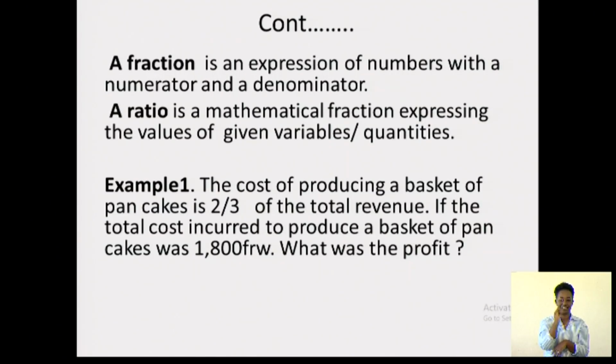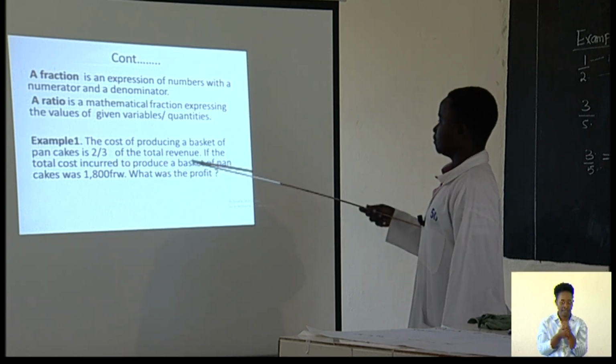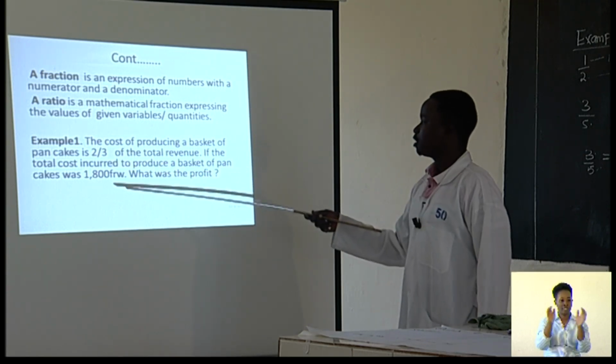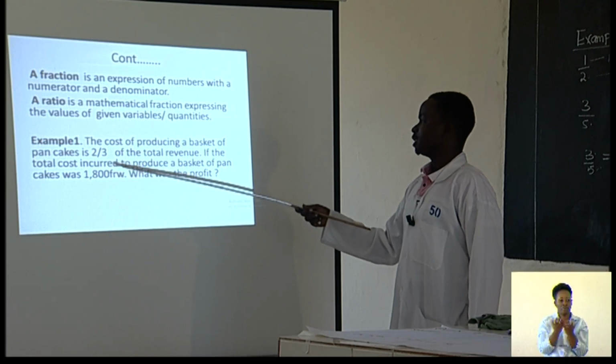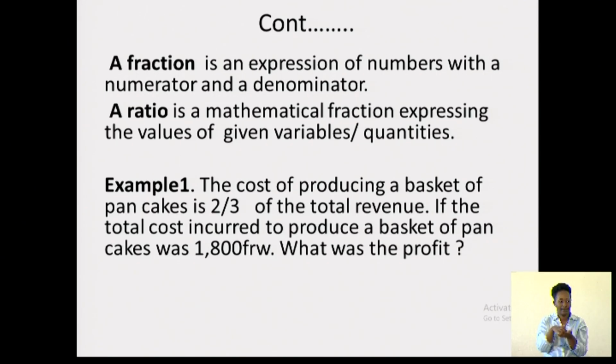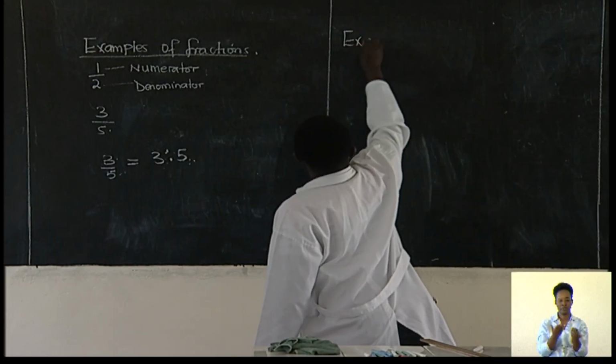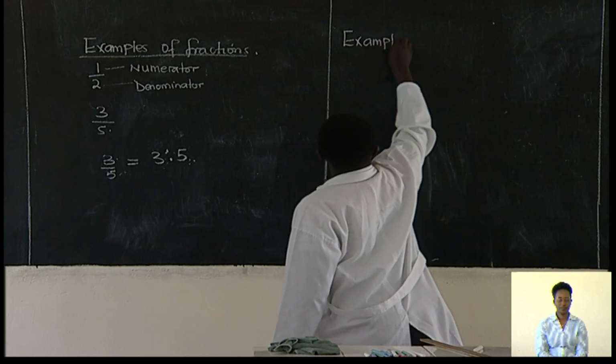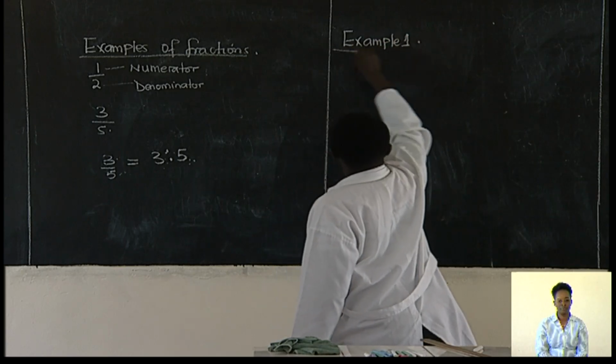If the total cost incurred, that is, the total cost of production to produce a basket of pancakes, was 1,800, what was the profit? So in our example 1, how do we go about that? How do we calculate it?